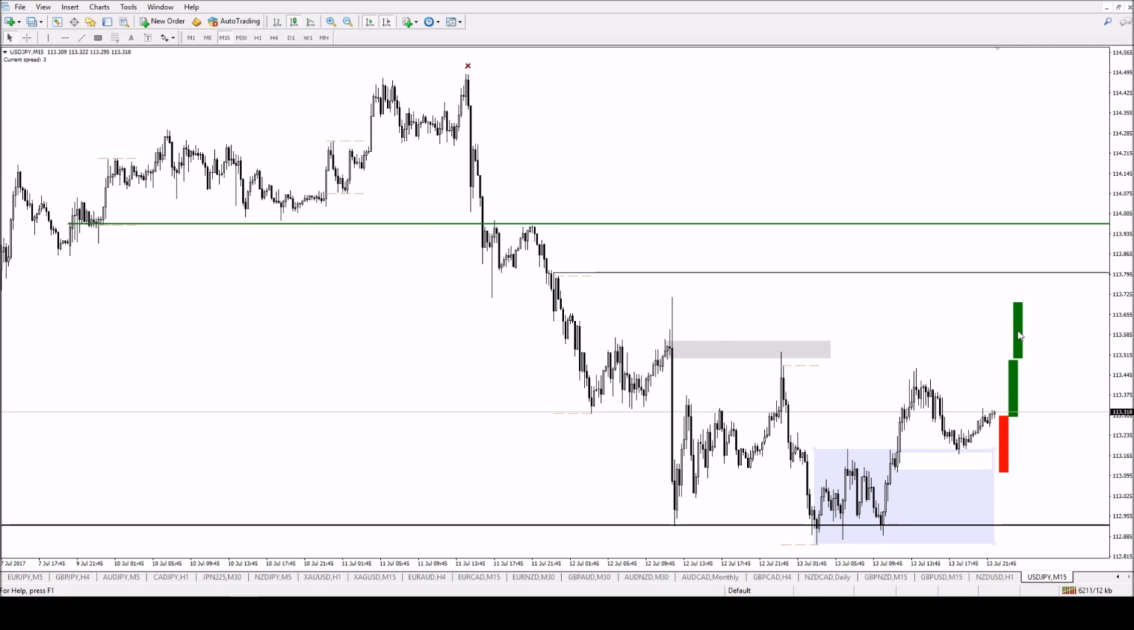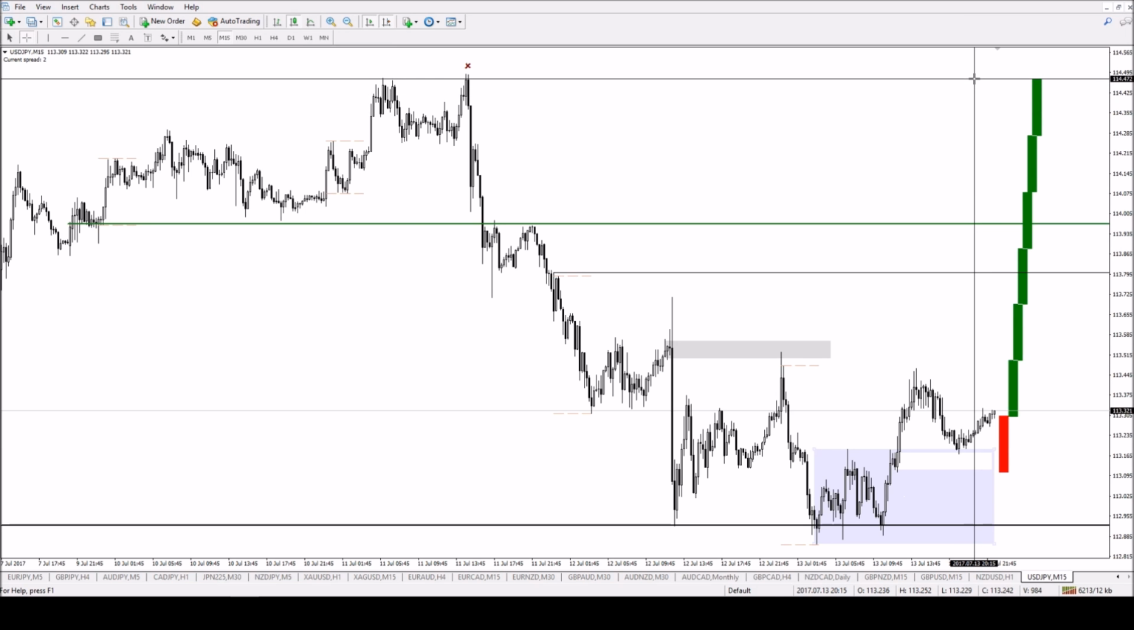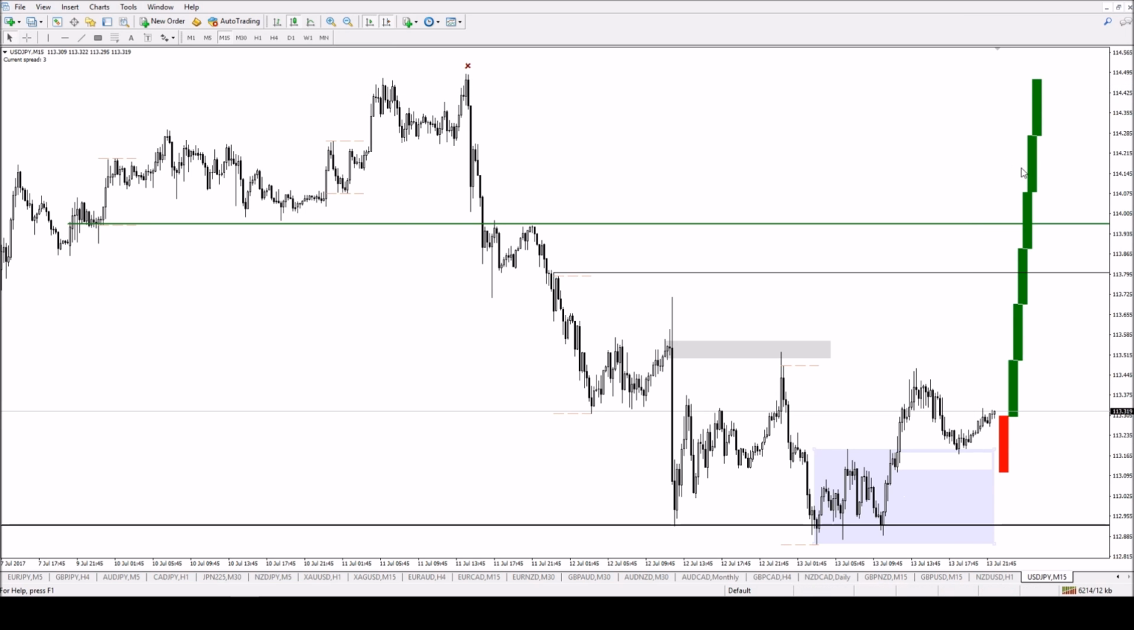So one, two, three, four, five. Let's call it a 6R. These are minimum targets. I think it's going to go a lot higher, but I would be risking such a small amount to possibly make that.